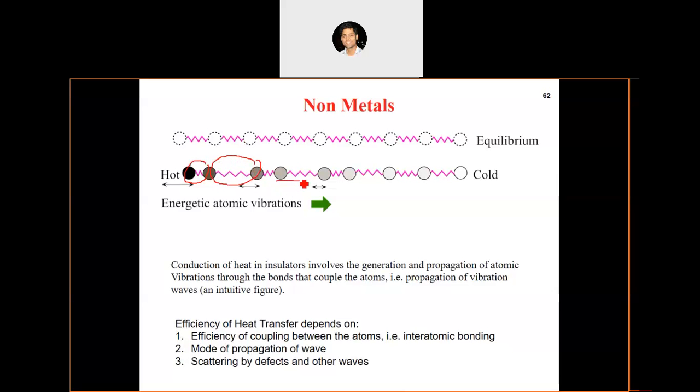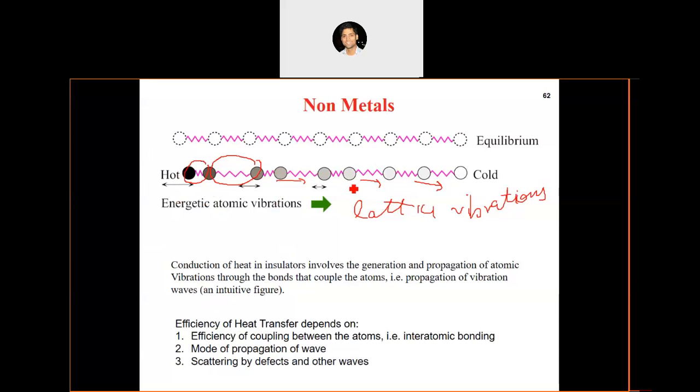And this wave actually gets transferred in case of non-metals, and this is how the heat energy is transferred in a non-metal. The electrons are not heat carriers. In this case, these vibrations are also called lattice vibrations. These lattice vibrations are the medium for heat transfer in non-metals, right?